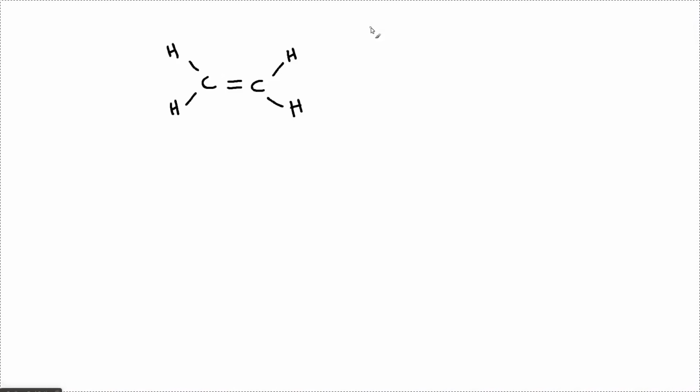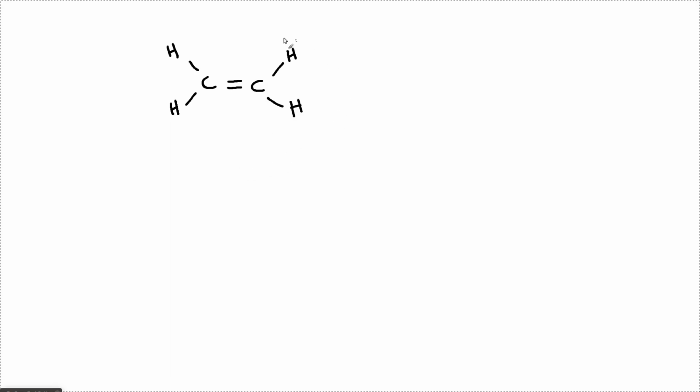In today's lesson we're going to look at the physical and chemical properties of the alkene molecules. You can see here we've drawn out the simplest alkene molecule, which is actually ethene. We've got 2 carbons, and the double bond between those 2 carbons.